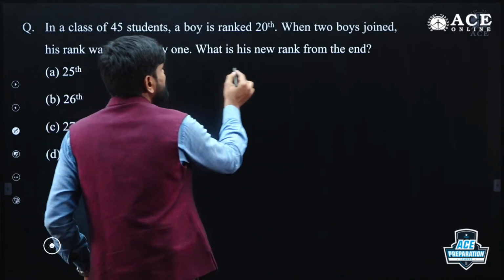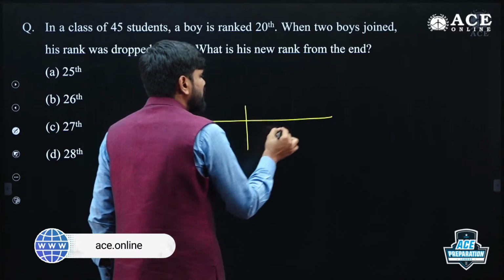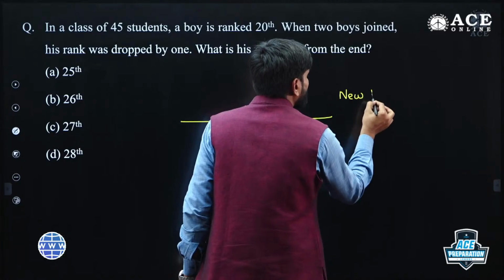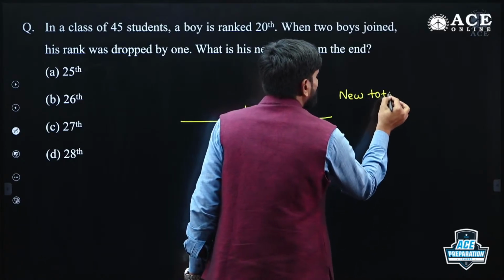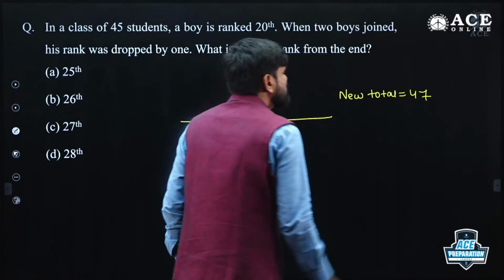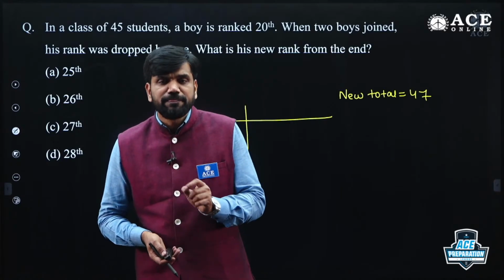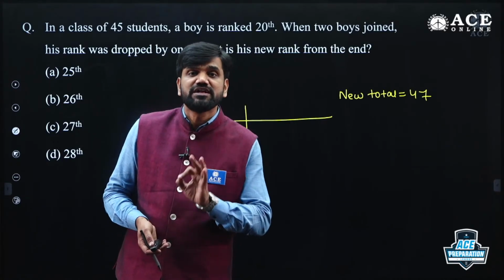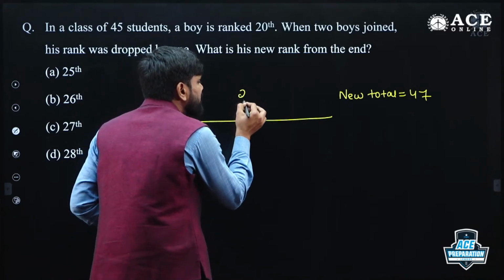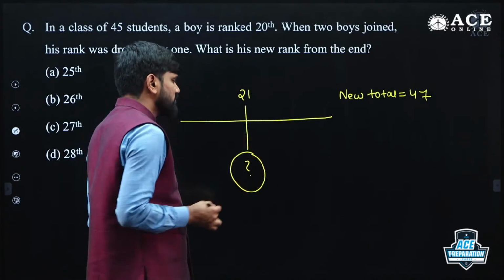So what is the new rank from the end they are saying? First you try to take the new total. So we know the total earlier was 45. New total, it would be how much, dear? New total it will be 47. So out of that original 45 candidates, the rank was 20. After two students joining, his rank dropped by 1. So earlier it was 20, now it will become 21. It is 21 now. What is his new rank from the bottom they are saying? So this is what they want.